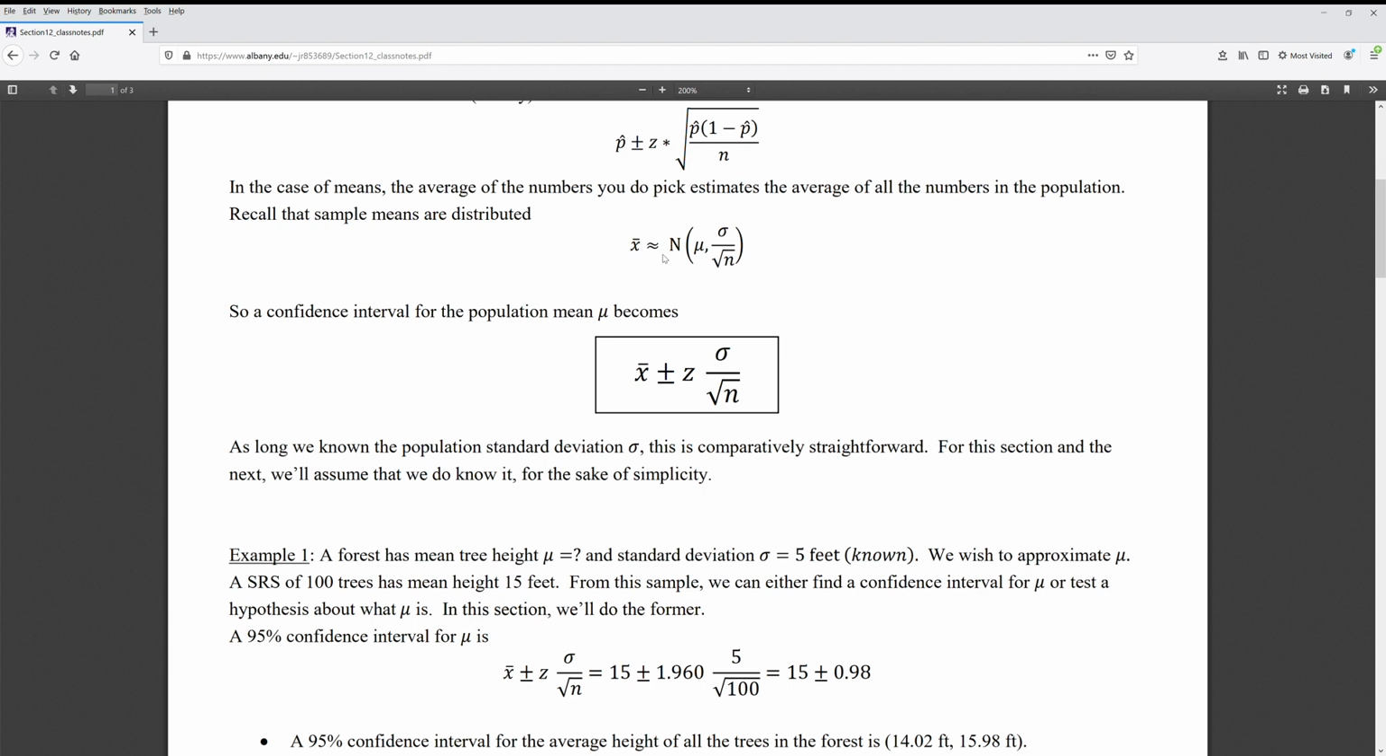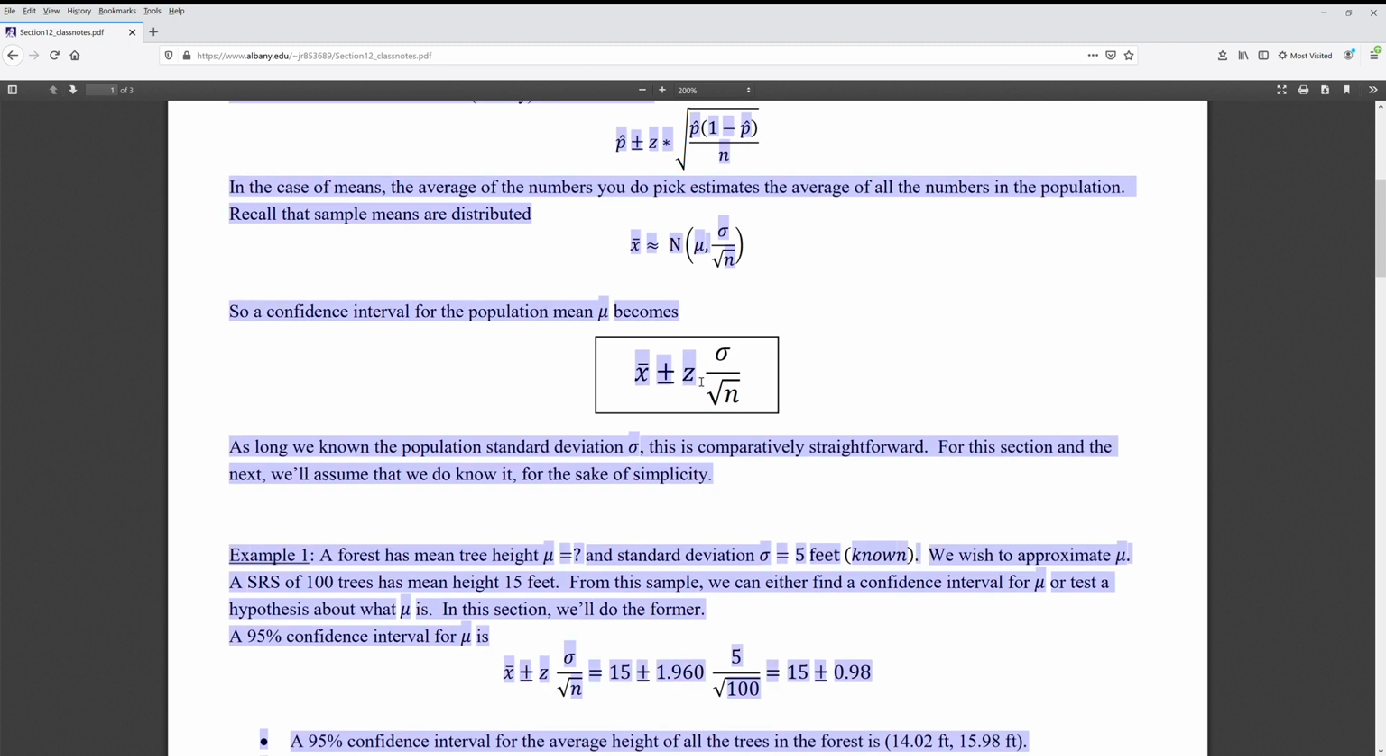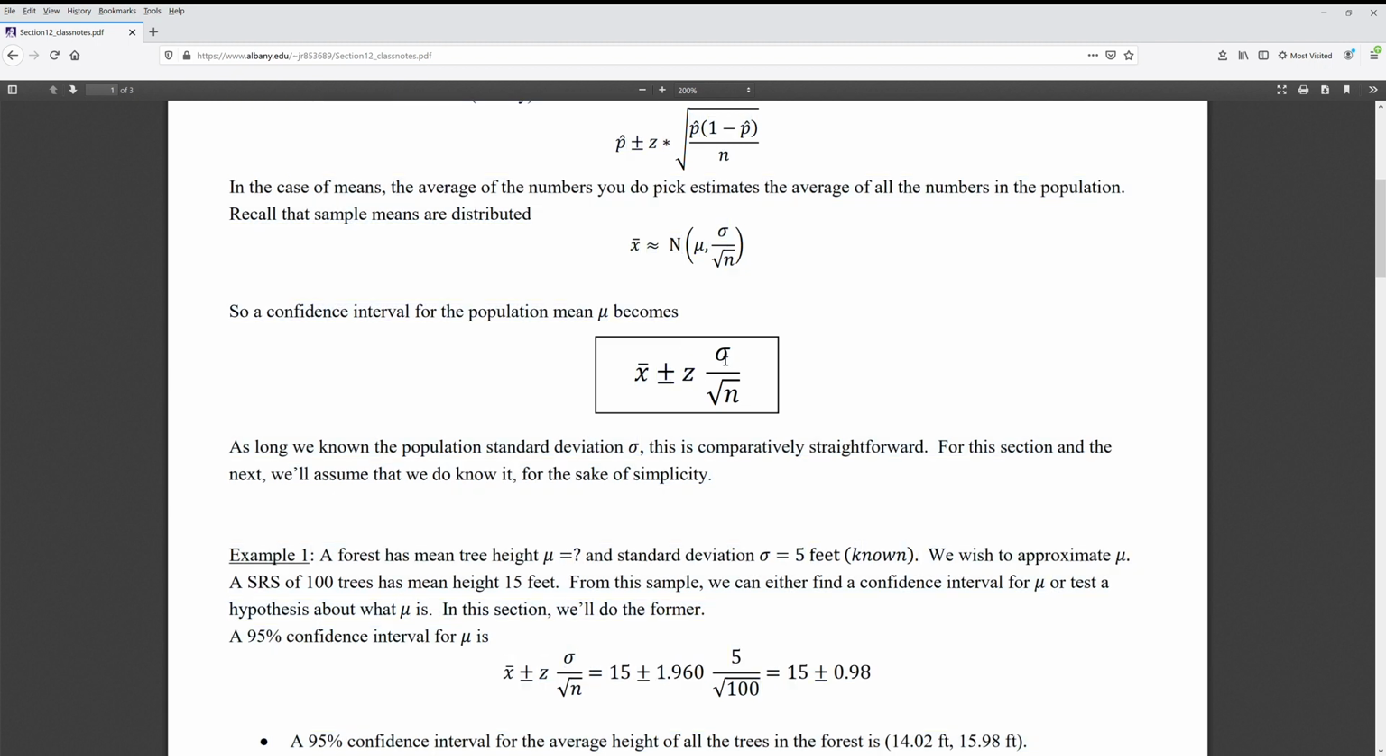So x bar is normally distributed with mean mu, centered at mu, with standard deviation, the standard deviation of the population divided by the square root of the sample size. There you go. So statistic plus or minus margin of error. There's the margin of error. Statistic plus or minus z times standard deviation of statistic. So there's the standard deviation of x bar.